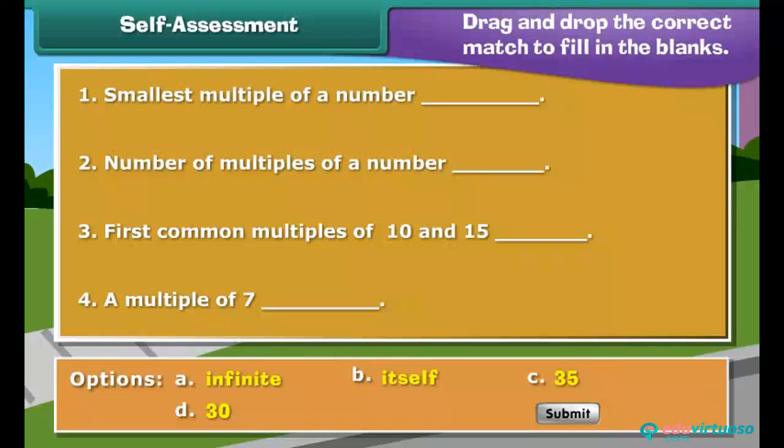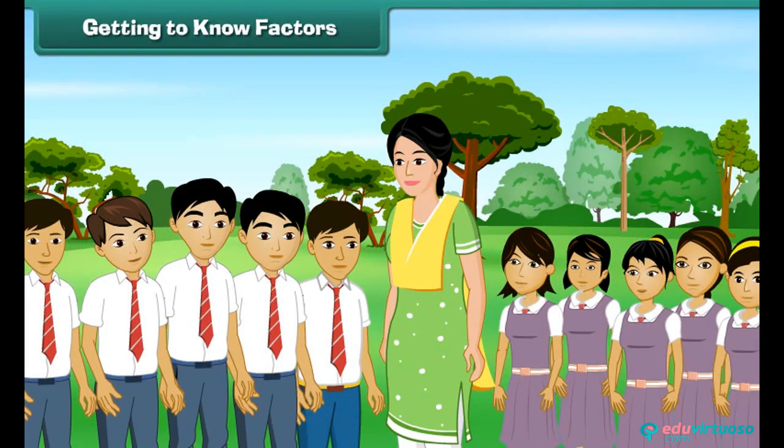Self-assessment. Drag and drop the correct match to fill in the blanks. Getting to know factors.